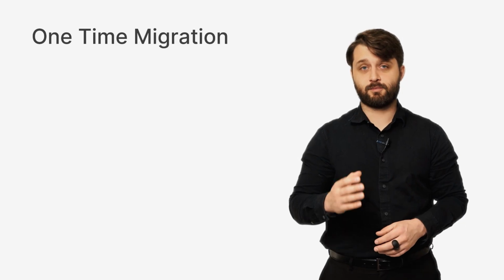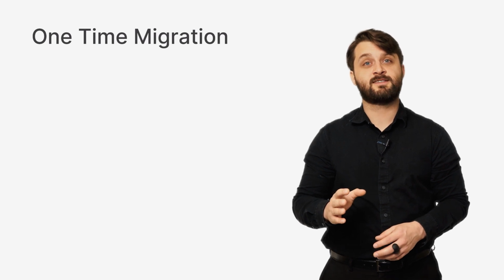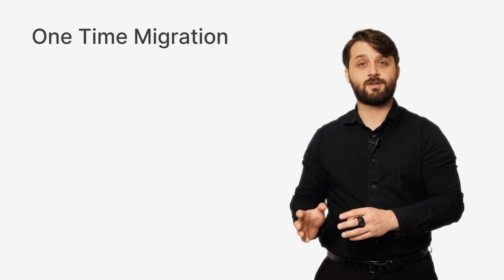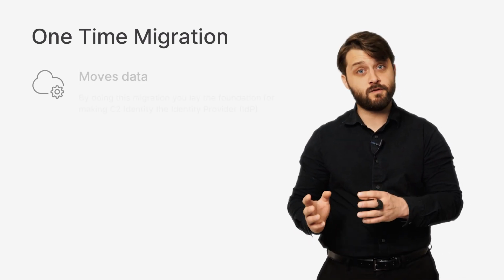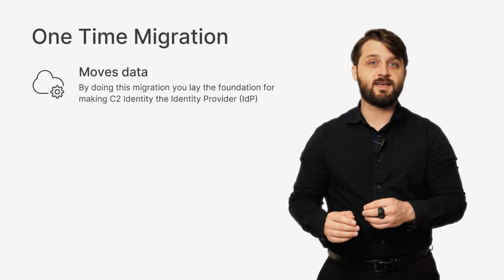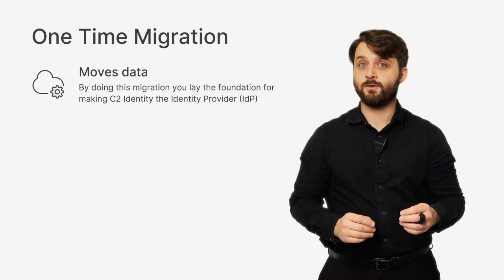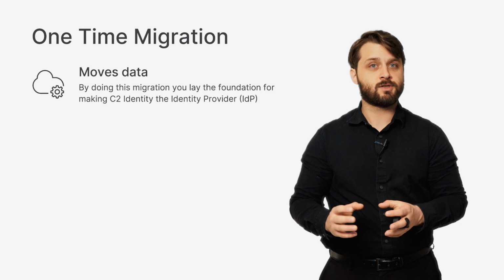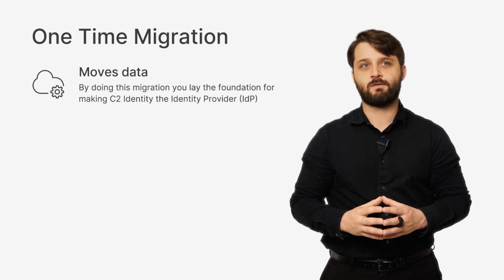Your next option for getting pre-existing users out of other directory services is to use a one-time migration feature with C2 Identity. This is actually going to be moving data out of that pre-existing environment into C2 Identity for its exclusive use, and you're making C2 Identity your central identity provider for your organization moving forward.